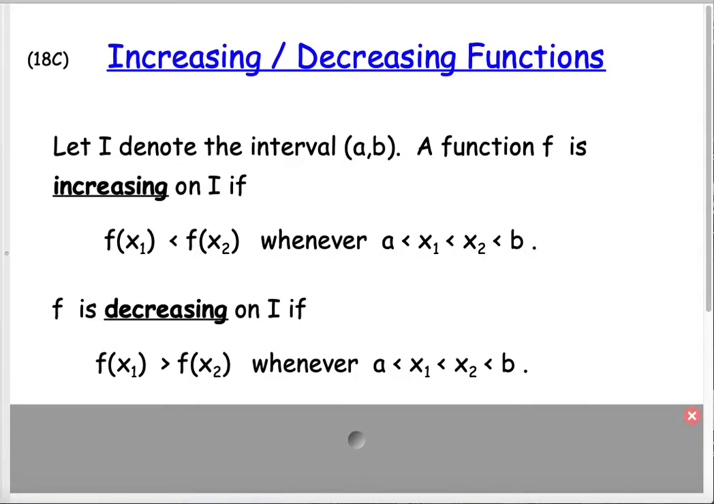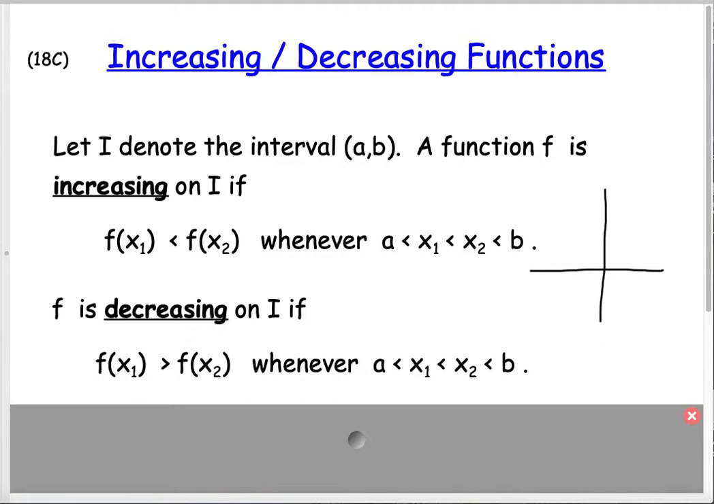And then likewise for decreasing, same setup, except we would say that the outputs, f of x sub 1 is greater than f of x sub 2 if x sub 1 and x sub 2 are in that interval and x sub 1 is less than x sub 2. If you draw a picture, it should be very clear to you.